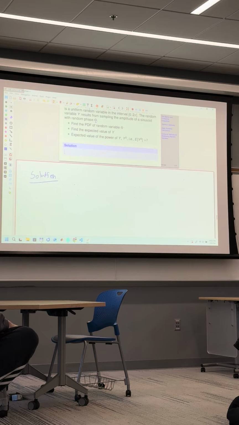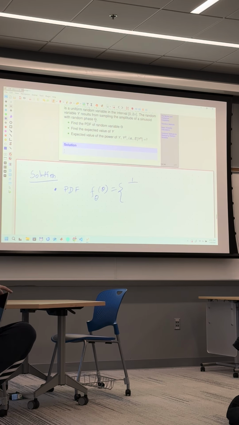Theta is a uniform random variable. Actually, this is very similar to the previous example. I'm just going to write down the formula here. So this theta PDF is f theta. Theta is basically 1 over b minus a, right? 1 over b minus a is your PDF.